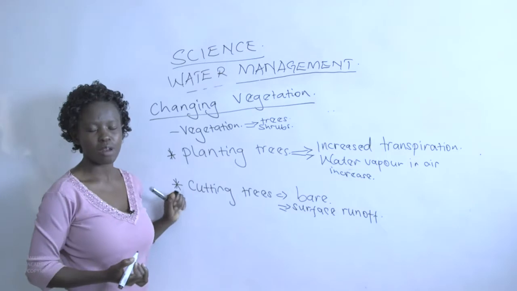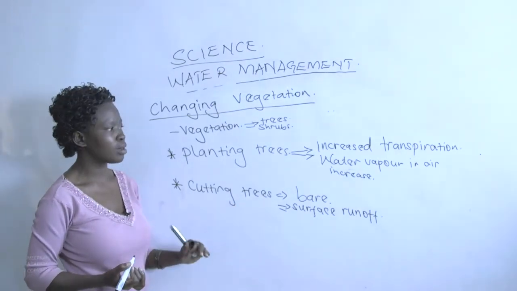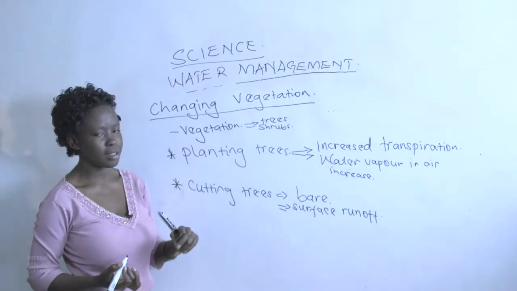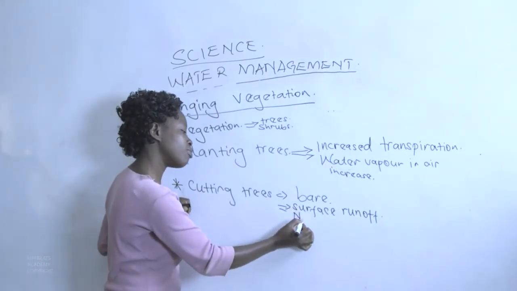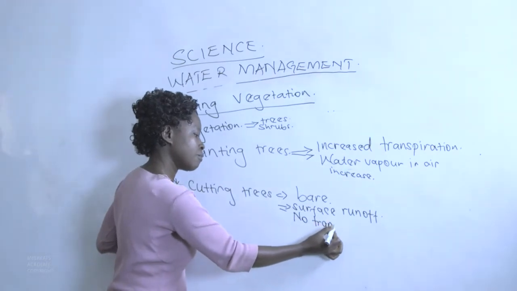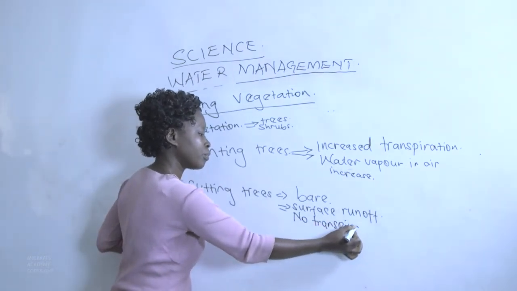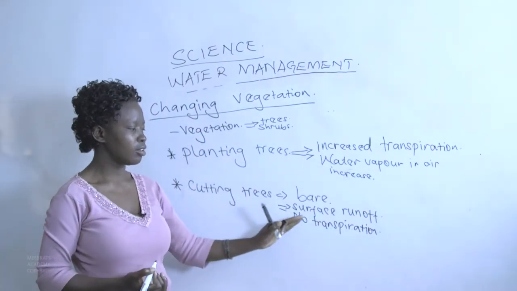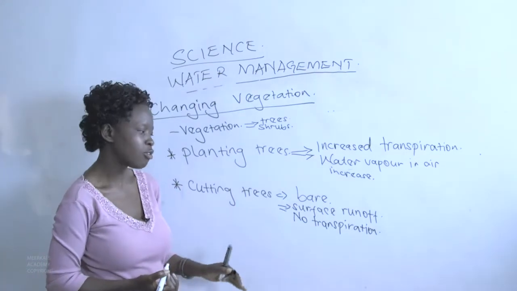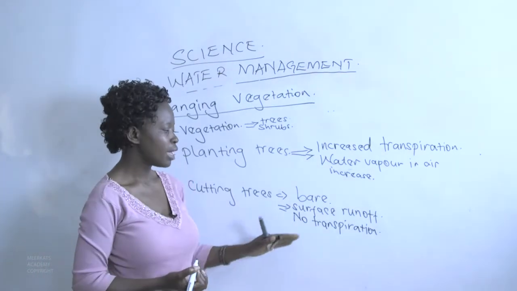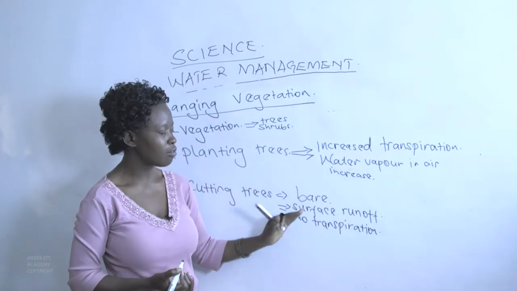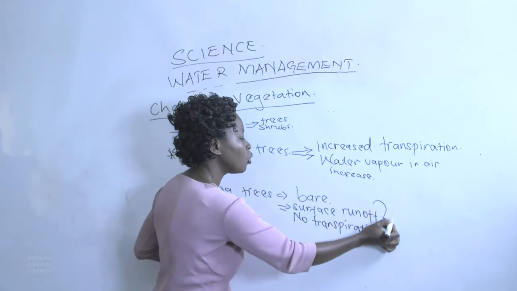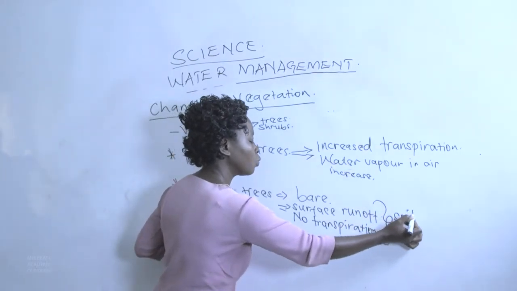And as there is a lot of surface runoff, the land has been left bare, and since the land is bare, it means no transpiration is taking place. So if there is a lot of surface runoff and there is no transpiration, it means the soils that are available in that given region will simply be exposed to soil erosion.